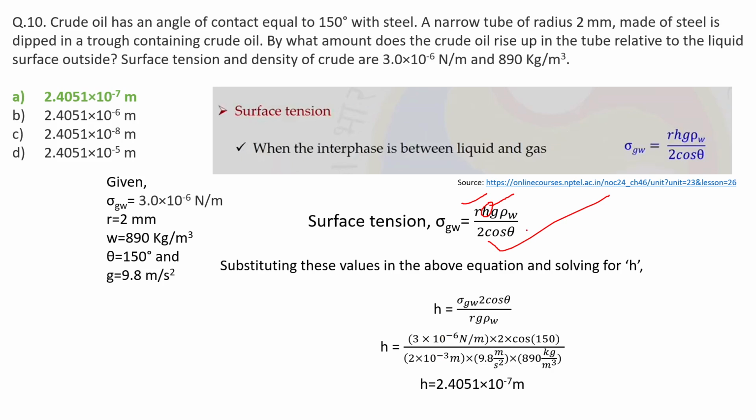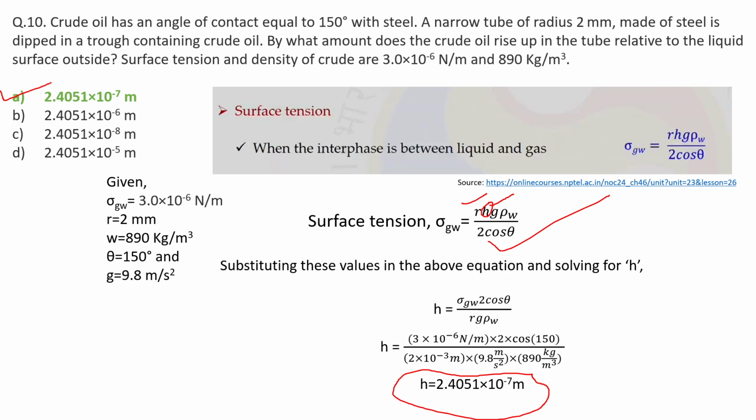So we will put in all the values and take care of the units while putting the values, and take all the units in terms of SI units. Like in mm, we have to take the mm in terms of meter. Kg per meter cube is fine, and all the other units are fine. So when we put the values, the final answer for the height will be 2.4051 into 10 to the power minus 7 meter. So that is option A.